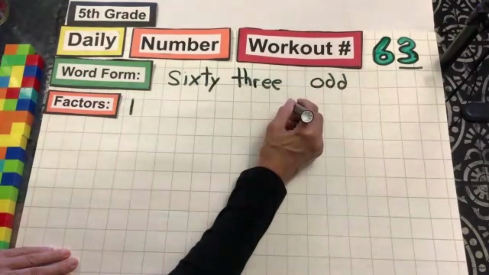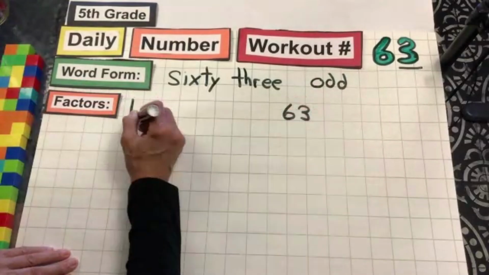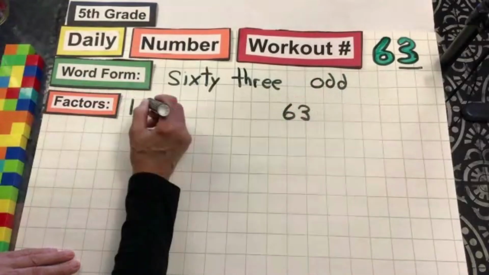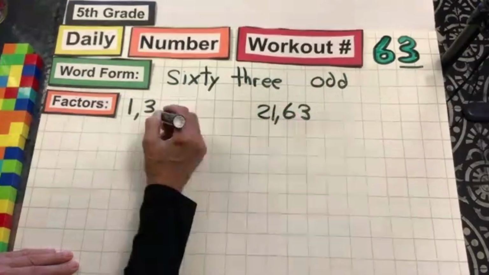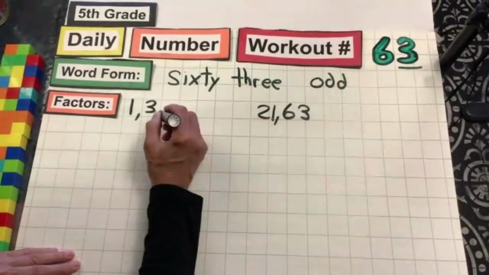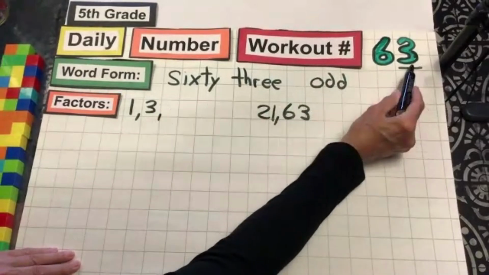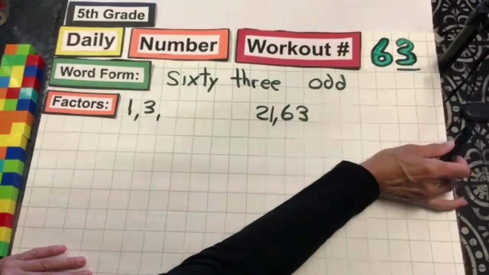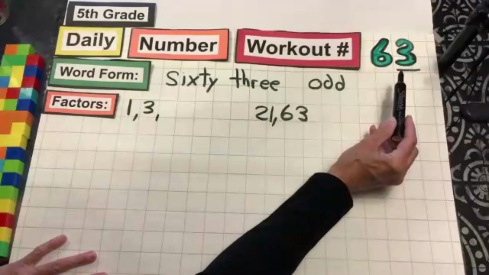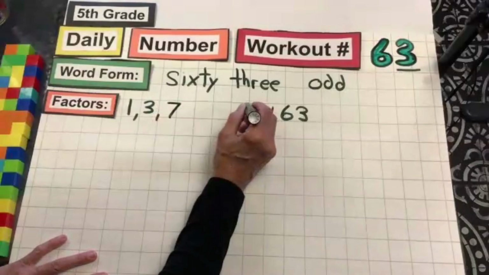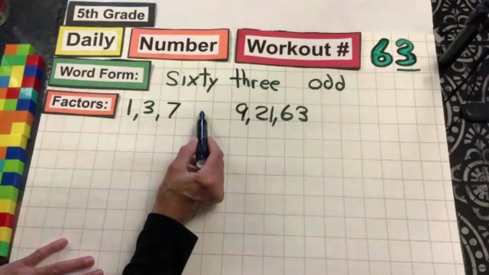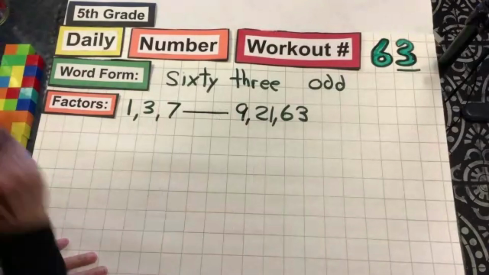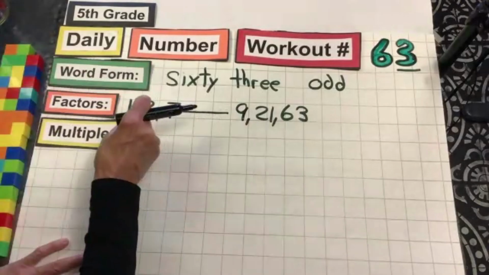So 1 times 63. 2 doesn't go in because it's odd. 3 times 21. 4 doesn't go in because it's odd. 5 doesn't go in because it needs to end with a 0 or a 5. 6 doesn't go in because it's odd. 7 goes in 9 times. And the only other number in between 7 and 9 is 8. And 8 doesn't go in because it's odd. So we are done.